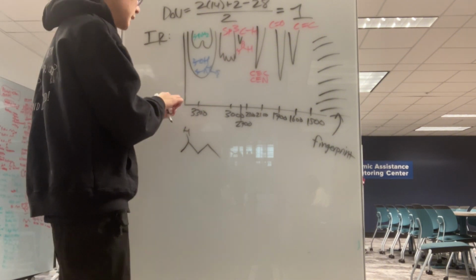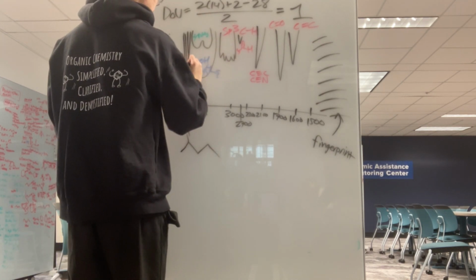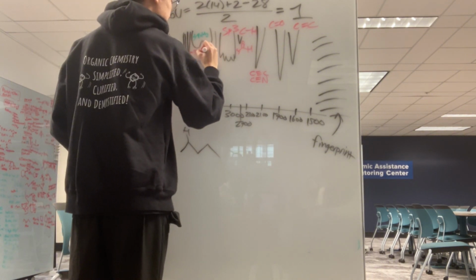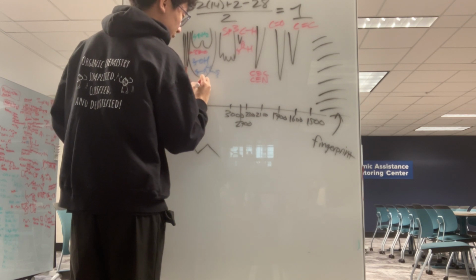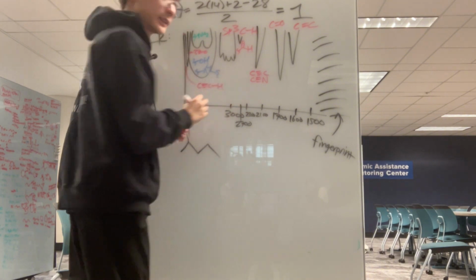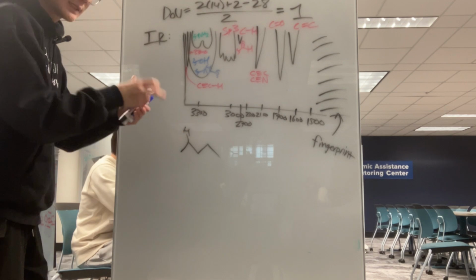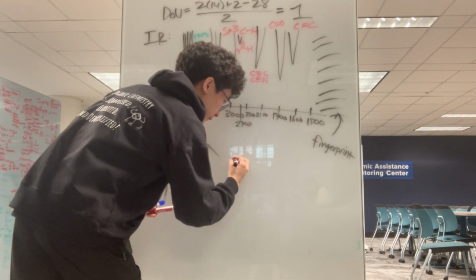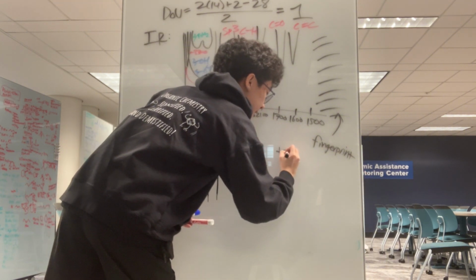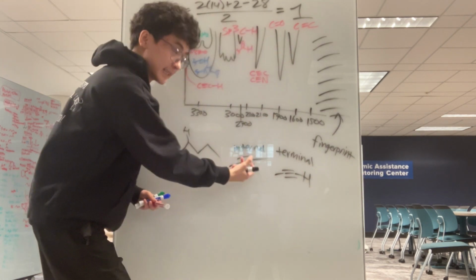Now, if you see a sharp peak at 3300, that's going to represent your terminal alkyne, meaning that the alkyne is at the terminal end of the molecule. It has that hydrogen right there. There's two types of alkynes you can have, an internal alkyne and a terminal alkyne. This is an internal alkyne. This is a terminal alkyne. Internal meaning that it's inside of the molecule.